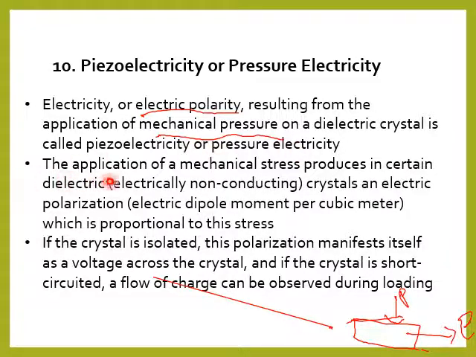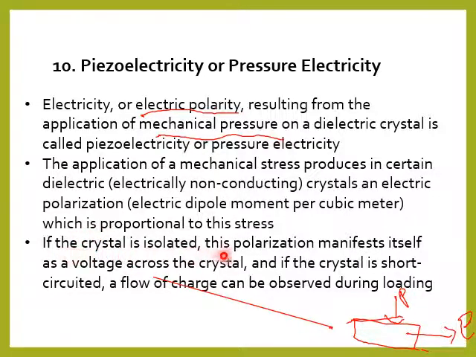The application of a mechanical stress means we are applying pressure. We can also say we are applying stress. So this stress produces, in certain electrically non-conducting crystals, an electric polarization which is proportional to this stress. It means in some dielectric crystals this stress produces electricity, and the amount of electricity produced is directly proportional to the applied pressure.